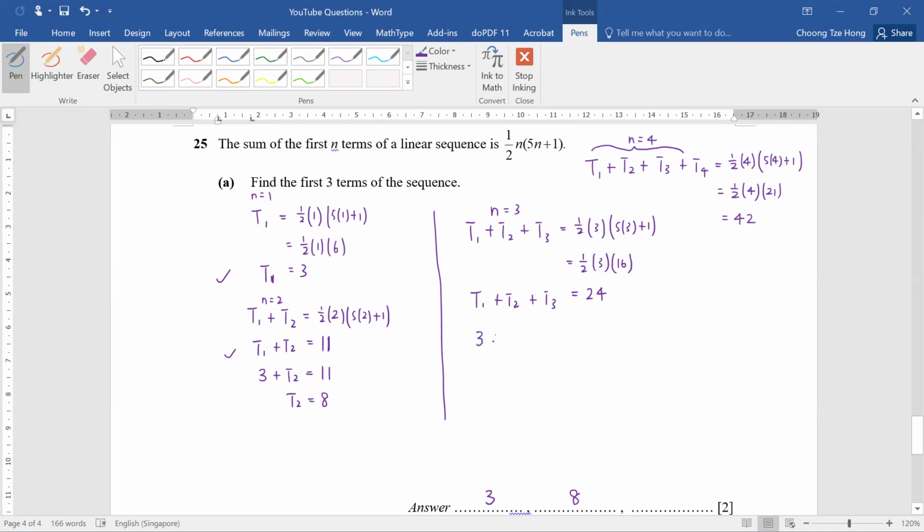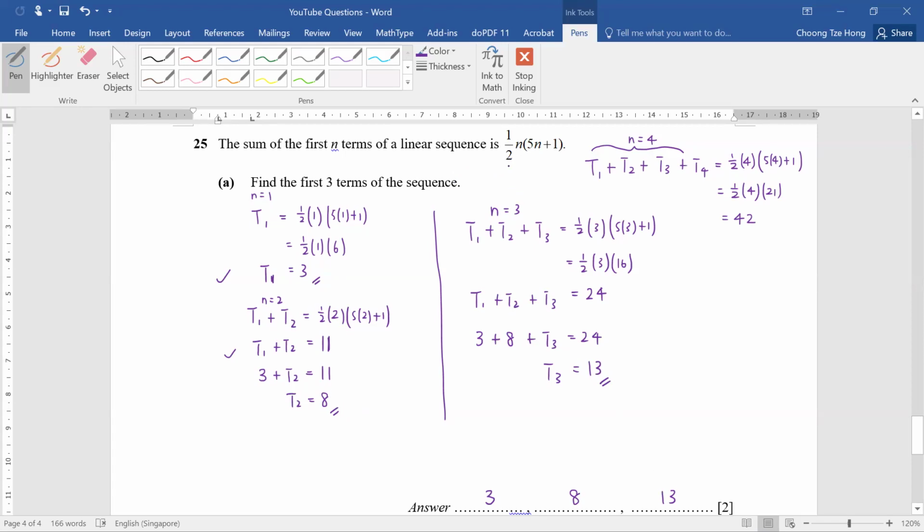T1 is 3, T2 is 8, T3 is what we want to find. So T3 will just be 24 minus 11, that is 3 plus 8, which will give us 13. So this is how we find the three terms. Whenever you read the question, you've got to read it carefully and understand what it means before you start to try to solve it, right?